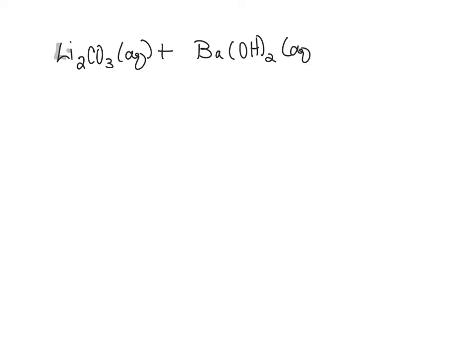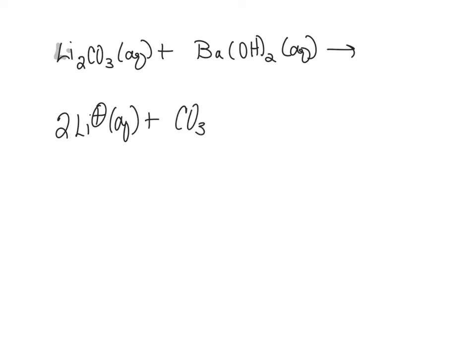What are the spectator ions in the ionic equation for the combination of lithium carbonate and barium hydroxide? So let's write our reaction here. We have lithium carbonate, aqueous, plus barium hydroxide, aqueous. Now, if we want to write our ionic equation, we have to do 2 lithium plus, so we're going to separate these into our ions.